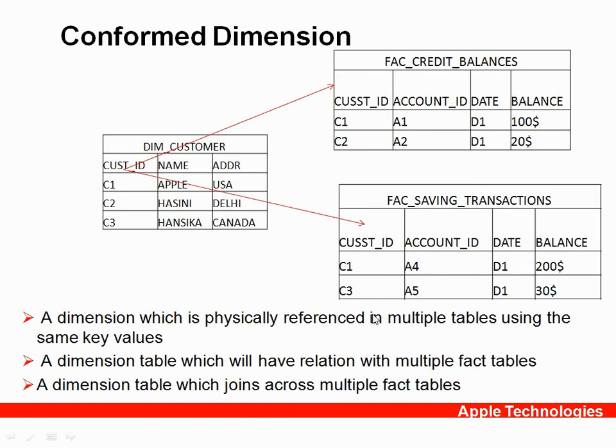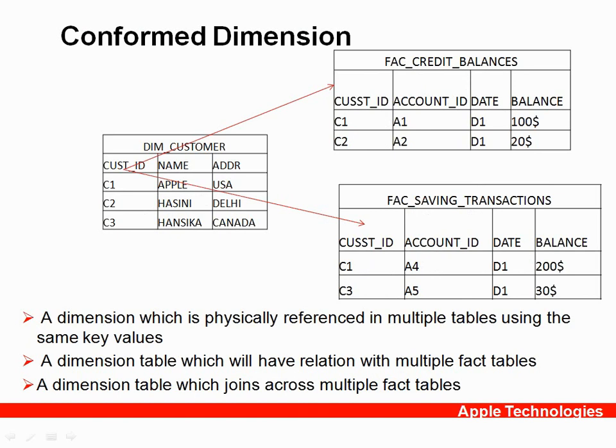But when I create this customer table, since it is common to both, I will keep all the customers' data in this table, generally integrated. C1 is there, C2 is there, C3 is there. If I want to know the name of C1, I use this table. If I want to know the name of C3, I use the same table. So this kind of diagram is easy. One dimension table shared across multiple fact tables is called a conformed dimension. These are very important and common.